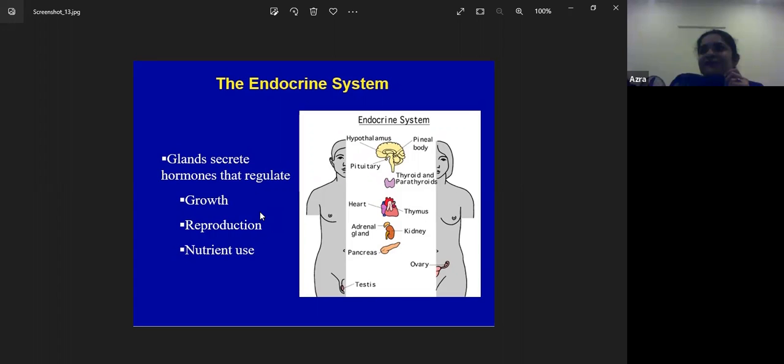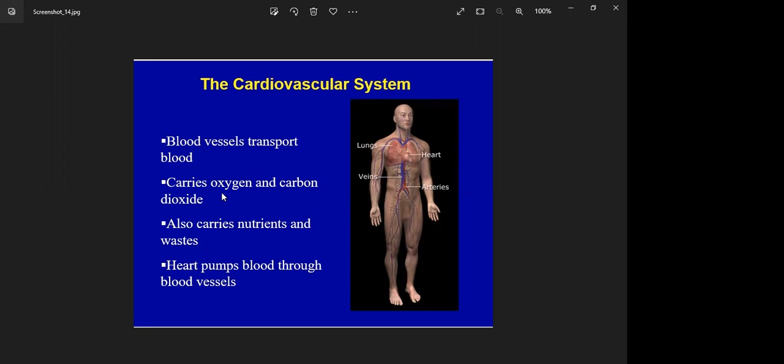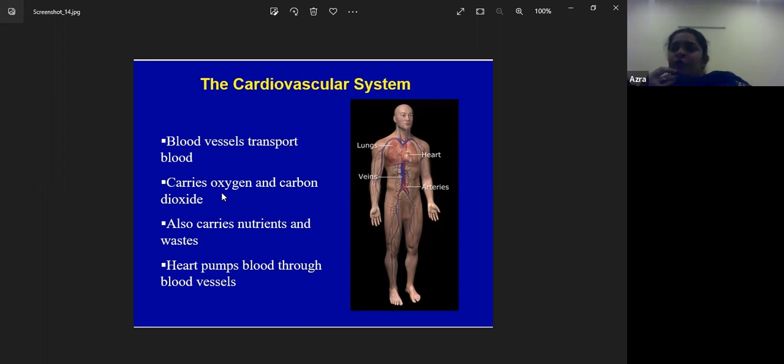Now next is the cardiovascular system. I know your subject is cardiovascular, but you will have to know about all the systems, like the nervous system and the muscular system. Okay, this is the cardiovascular system. So obviously, cardiac comes from the heart.